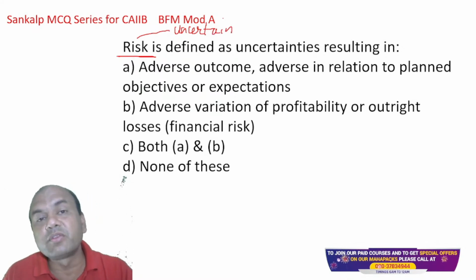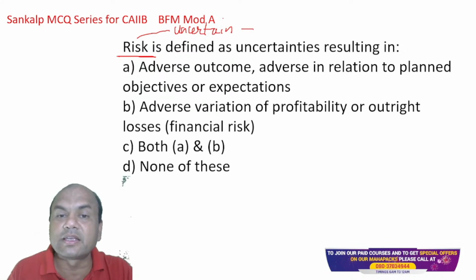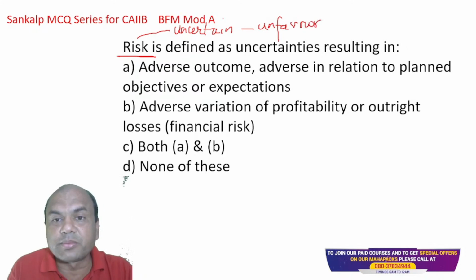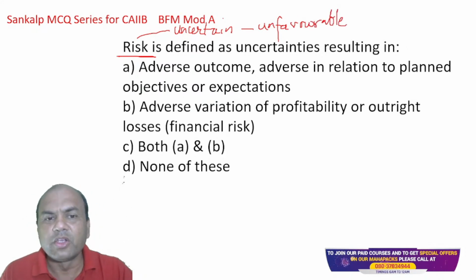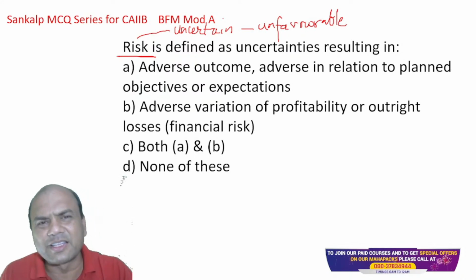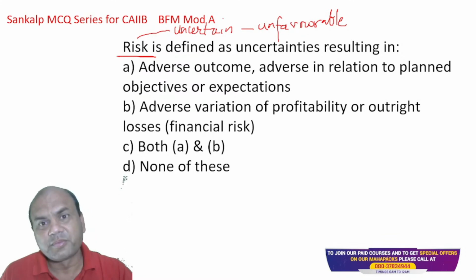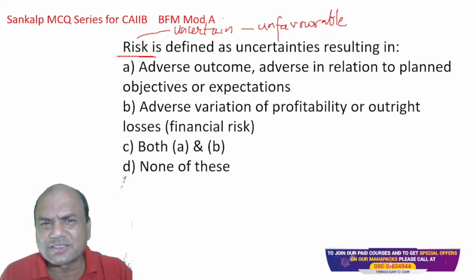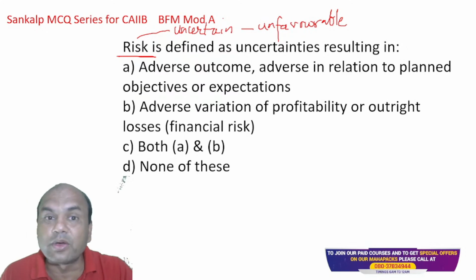But uncertain in what direction? In your unfavorable direction. Remember, anything in your unfavorable direction is a risk. Suppose, let's consider one simple thing. You buy a flat tomorrow. Let's say you buy it for 40 lakhs. Now the value of that flat goes up 40 lakhs to 70 lakhs. Are you at risk? No, not at all. Risk is when the value of that flat goes down 40 lakhs to 30 lakhs. Then you are at risk.